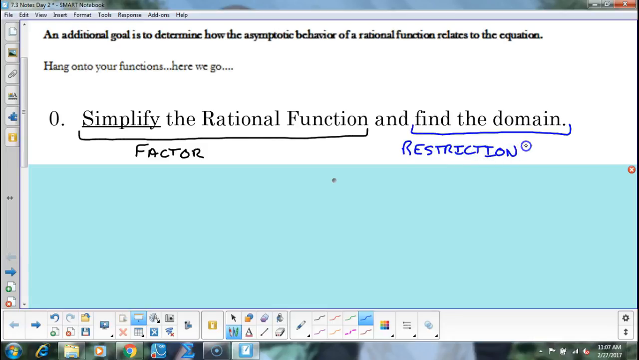And where are the restrictions in the domain? How do we find those? Denominator is where the denominator equals 0.